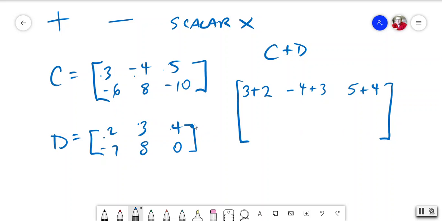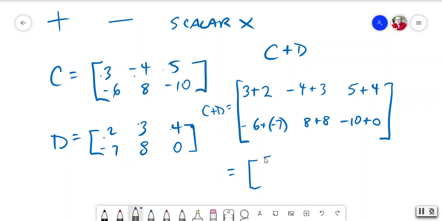Negative 6 to negative 7. That's plus a negative 7. 8 to 8. 10 to 0, negative 10 to 0. So C plus D is that. And then I just add.